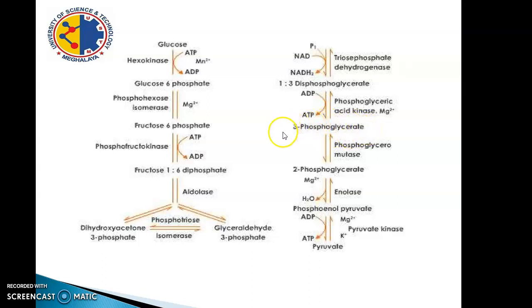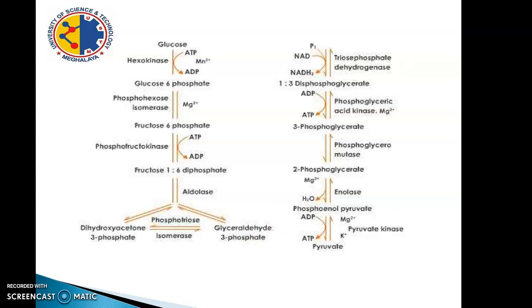3 phosphoglycerate is now converted into 2 phosphoglycerate. There it is just a shift of the phosphate from position 3 to position 2. Then 2 phosphoglycerate is converted to phosphoenolpyruvate, and this happens with the help of enolase. From phosphoenolpyruvate you move to pyruvate. Here again ADP is converted into ATP. So this is your 10-step reaction of glycolysis.